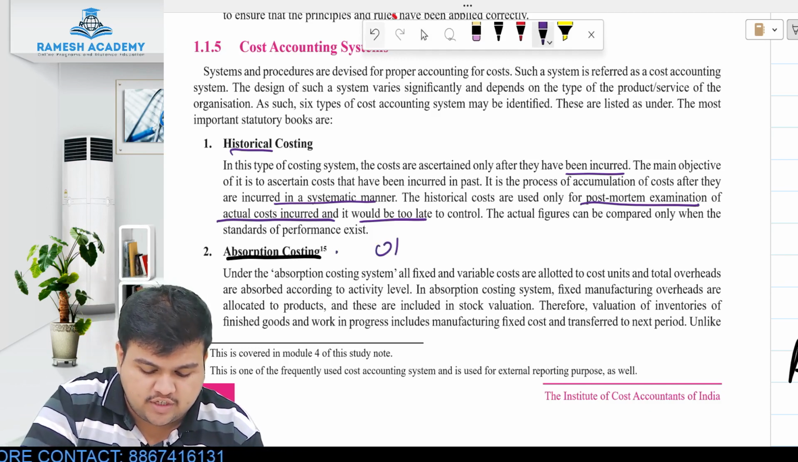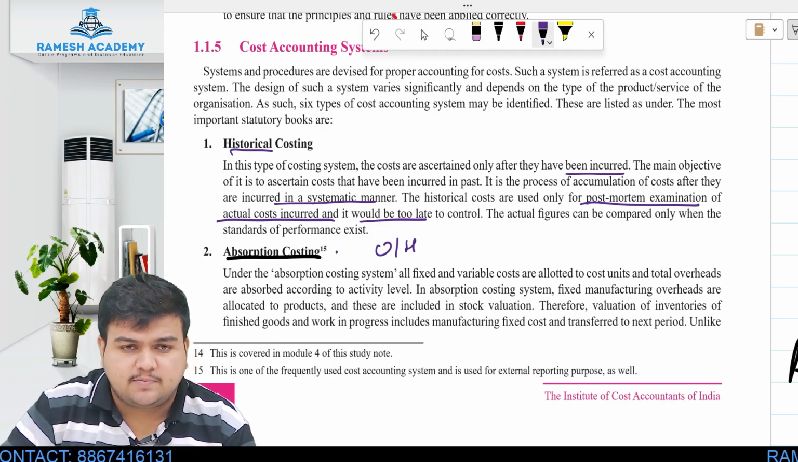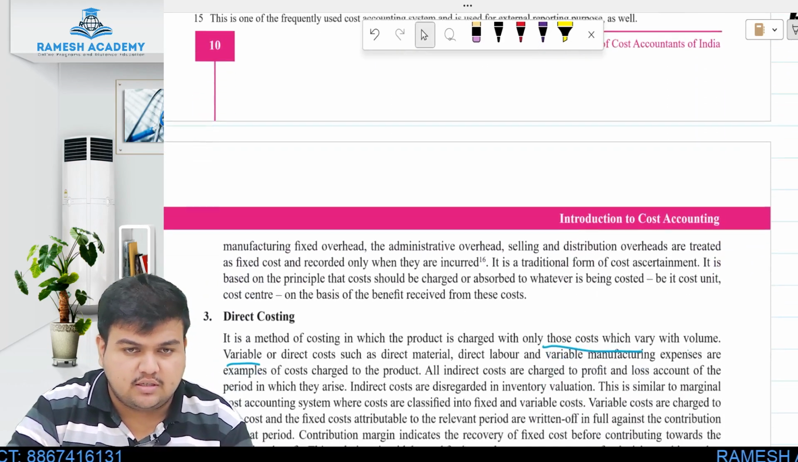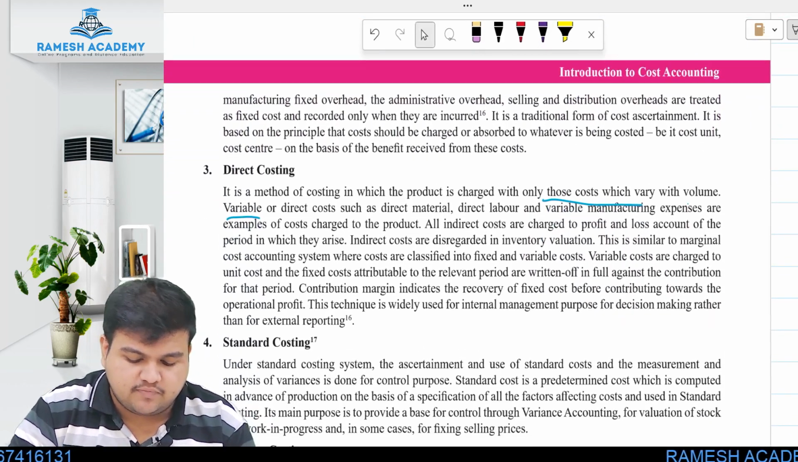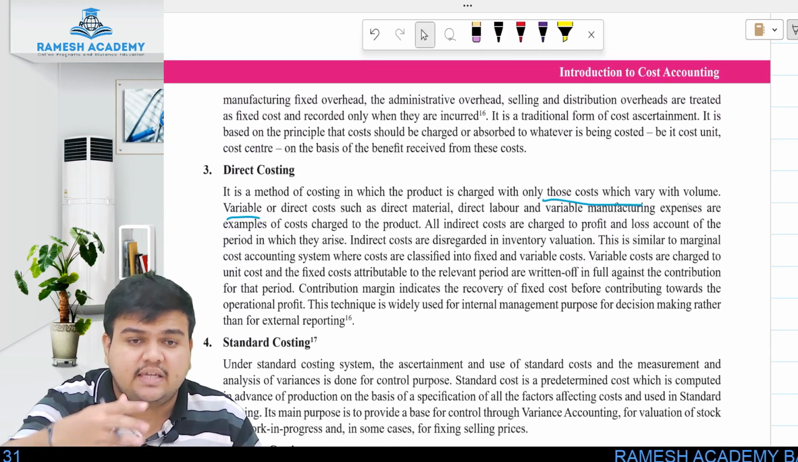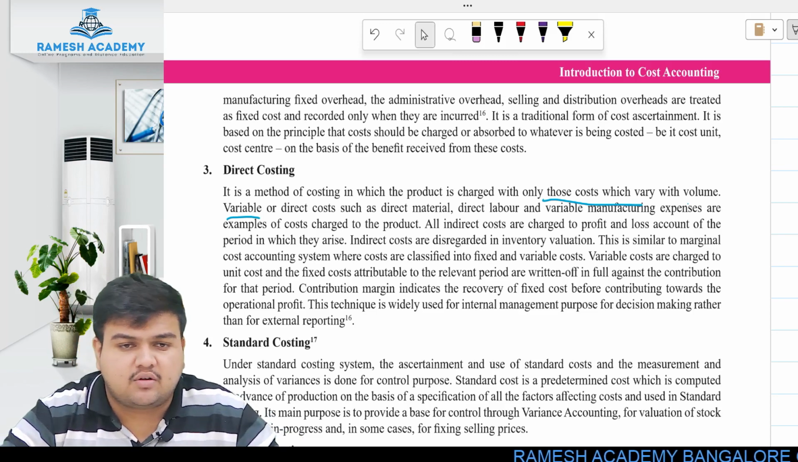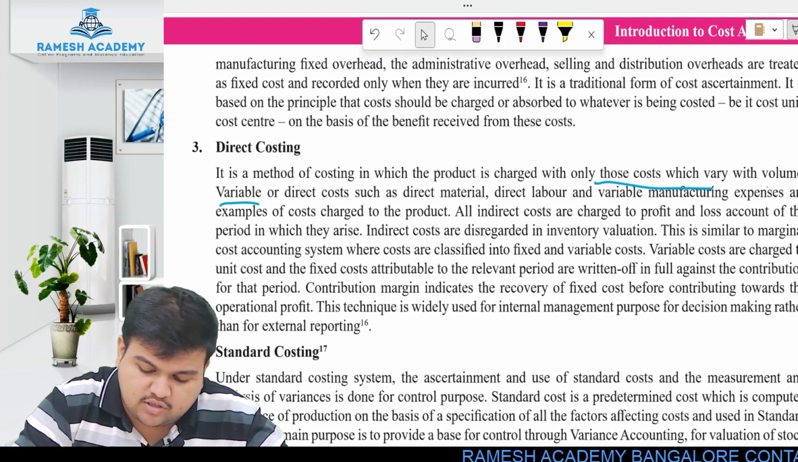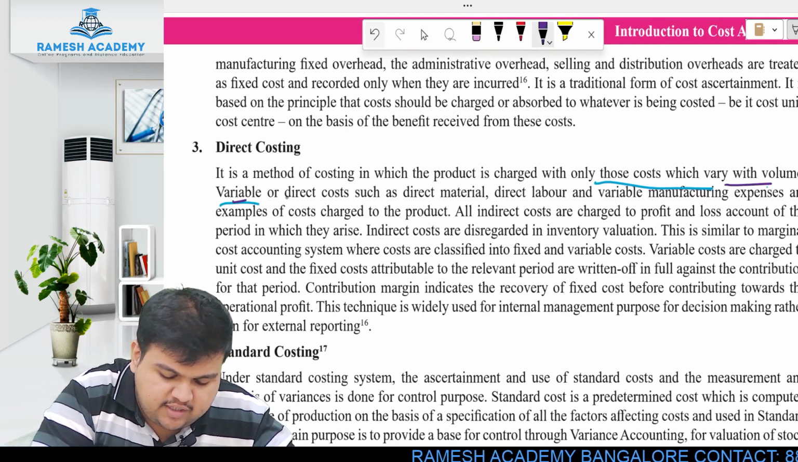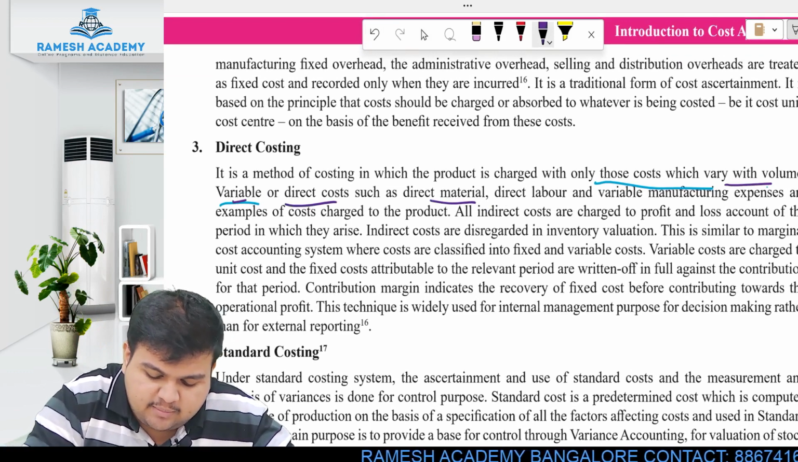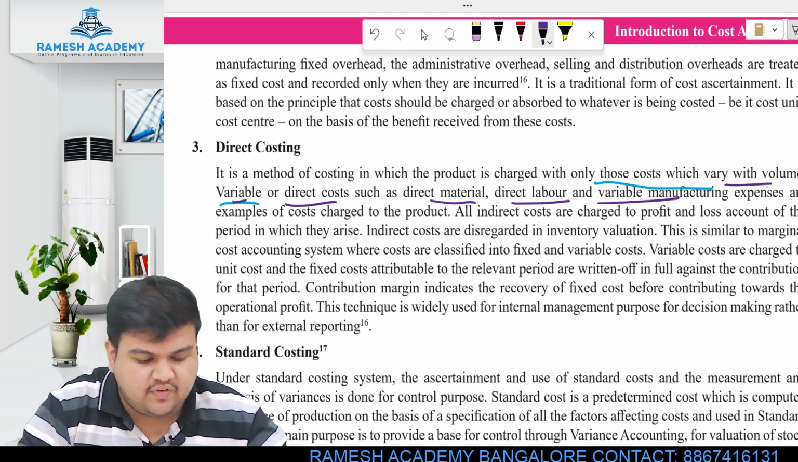This will be studied in more detail in the overhead lessons. Okay. Next one is direct costing. The cost that is directly attributable, where you can ascertain whether that cost is incurred in that. So that is direct costing. Those costs that vary with the volume, variable and direct costs, like direct material, direct labor, direct manufacturing.